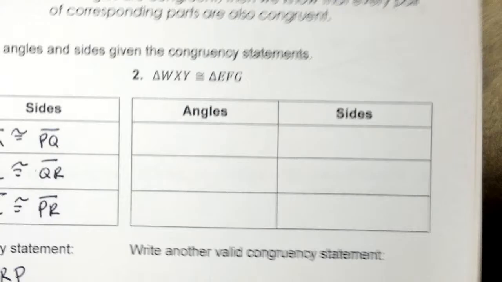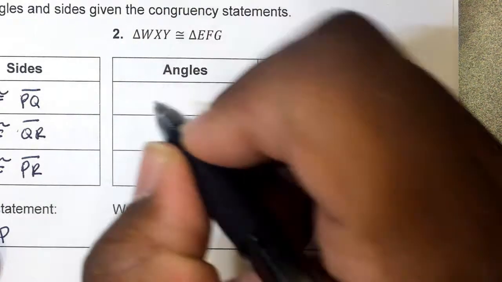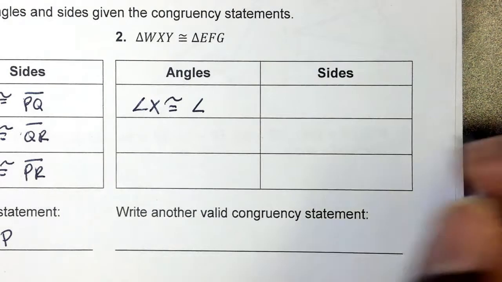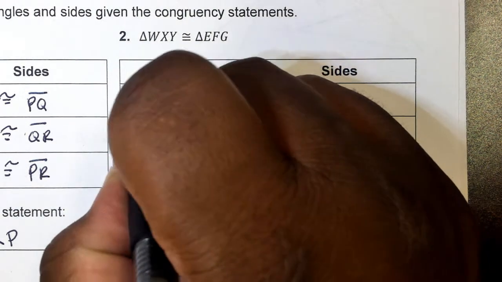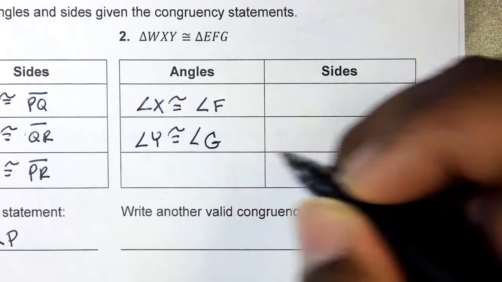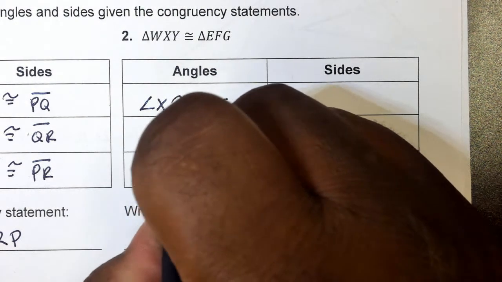Alright, switching over to number two. It says triangle WXY is congruent to triangle EFG. On triangle two, Chris, angle X will be congruent to angle what? A little louder, I can't hear you. Angle F, good. Sophia, angle Y will be congruent. Thank you. Beyonce, angle W.